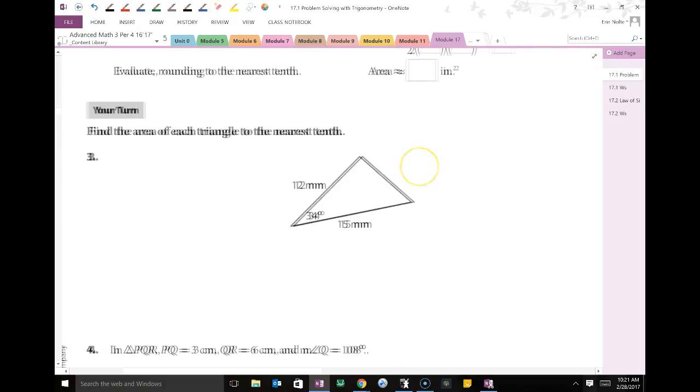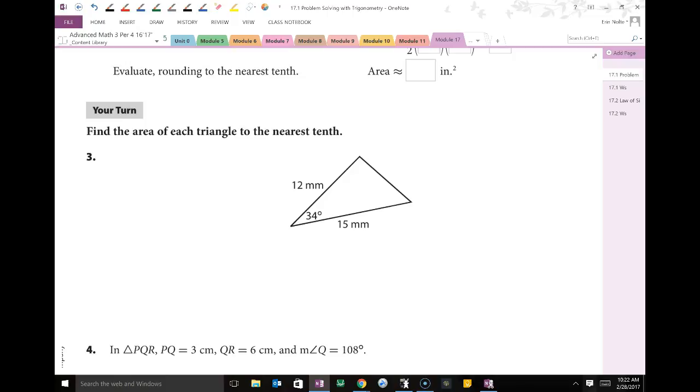All right, here is my first example for you. Okay, so write this down. Find the area of the triangle, and it says to the nearest tenth. My first question to you is, can we use the formula that we just found? Yes, we can. We have a side, angle, side scenario.